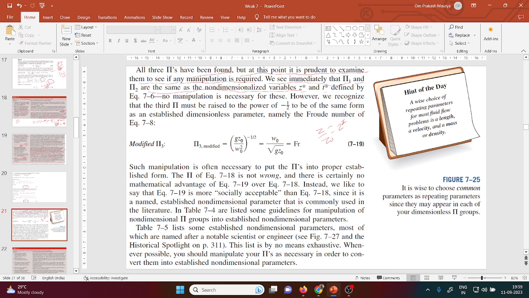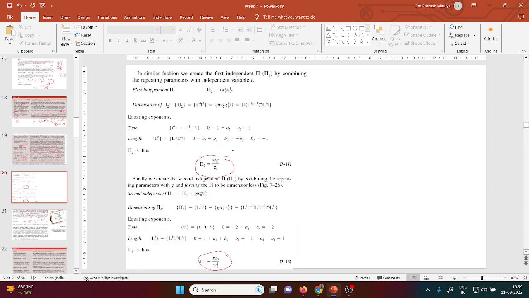However, we recognize that the third pi must be raised to the power of minus 1 by 2 to be the same form as the established non-dimensional parameter, namely the Froude number. So if you raise it to the power, then the non-dimensional parameter will appear. So let us check.